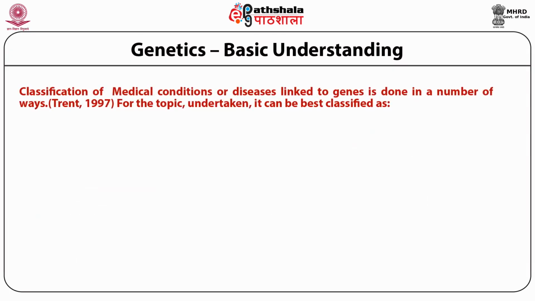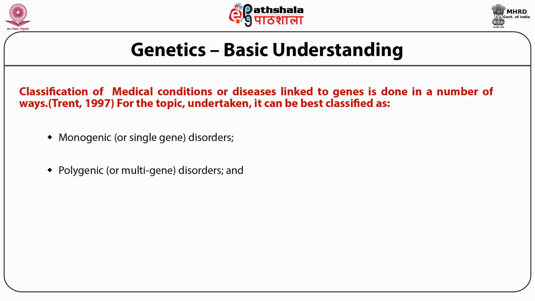Classification of genetic disorders is done in a number of ways, as explained by Trent in 1997. For the topic undertaken, it can be classified as, first, monogenic, that is single gene disorders; second, polygenic or multi gene disorders; and the third one is multifactorial disorders.